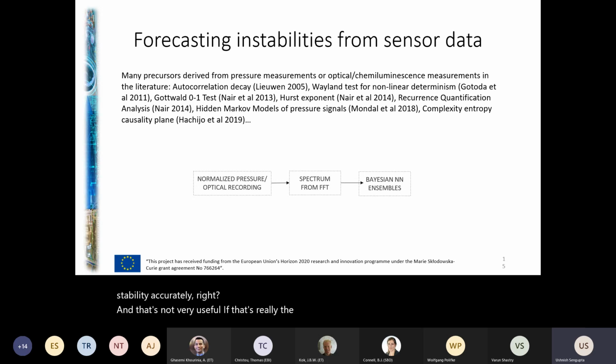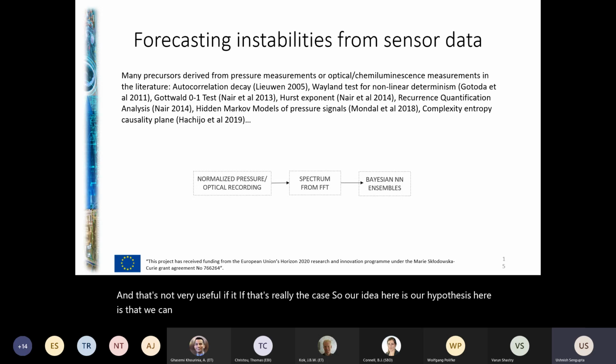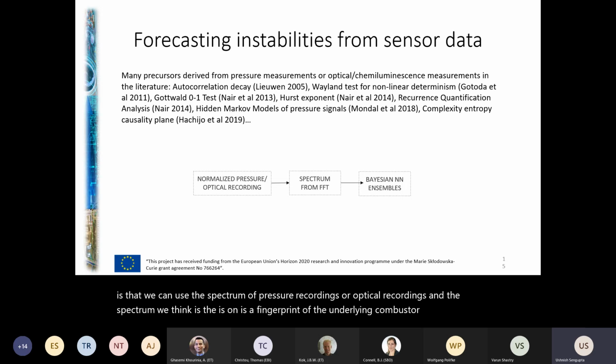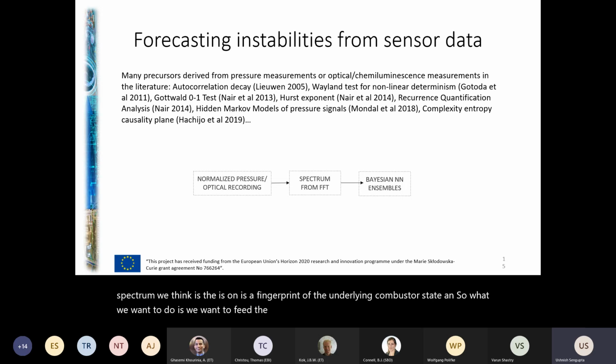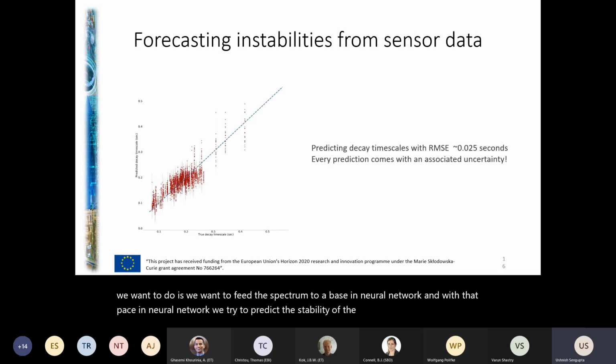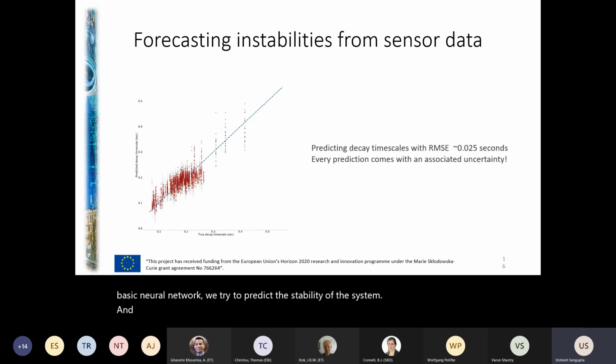So our hypothesis here is that we can use the spectrum of pressure recordings or optical recordings, and the spectrum we think is a fingerprint of the underlying combustor state. So what we want to do is feed the spectrum to a Bayesian neural network, and with that Bayesian neural network, we try to predict the stability of the system. And we tested this idea out in the lab. Of course, many of you have heard this from me before.